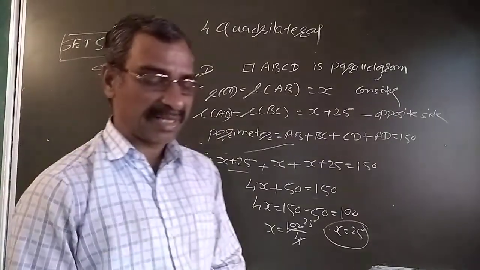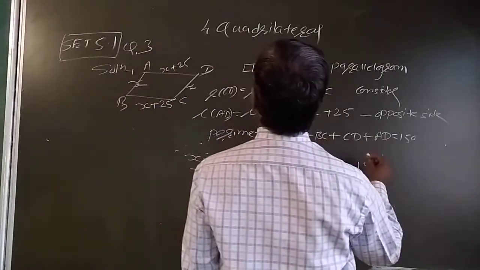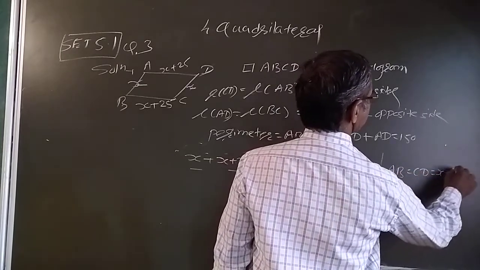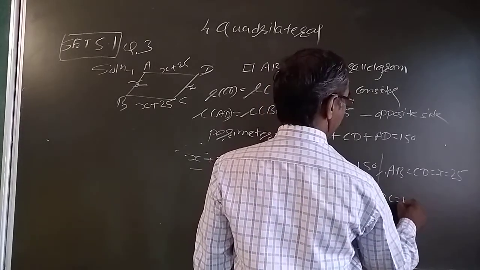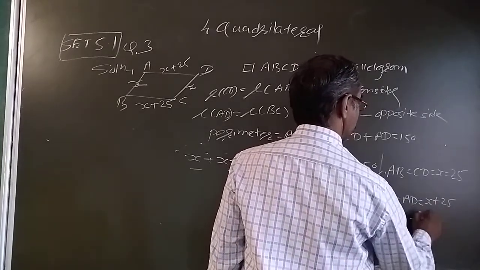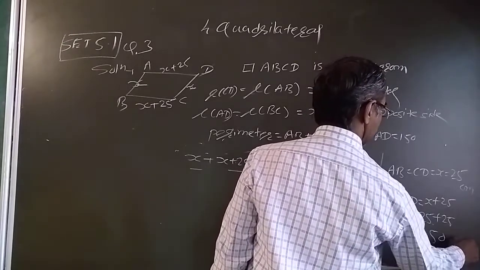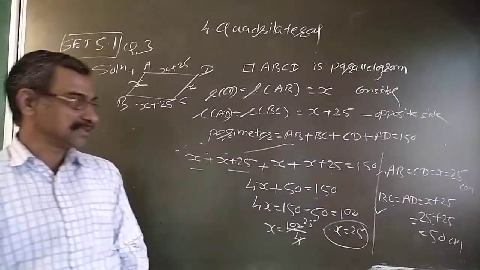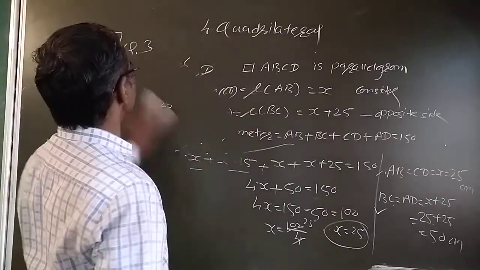So by substituting these values, we will get the lengths of all sides. X means the side length of AB and CD. Length of AB as well as CD is equal to x, which is 25. And length of BC is equal to length of AD, which is x plus 25, that is 25 plus 25, so it is 50 centimeter. So the lengths of all sides are 25, 50, again 25 and 50. So we solved question number 3.